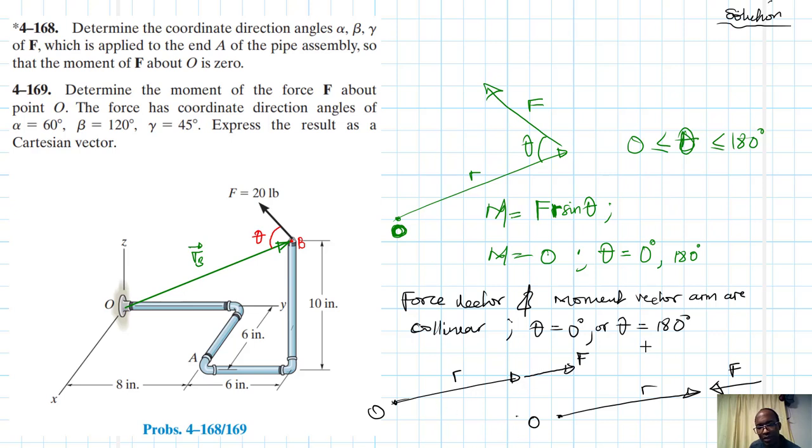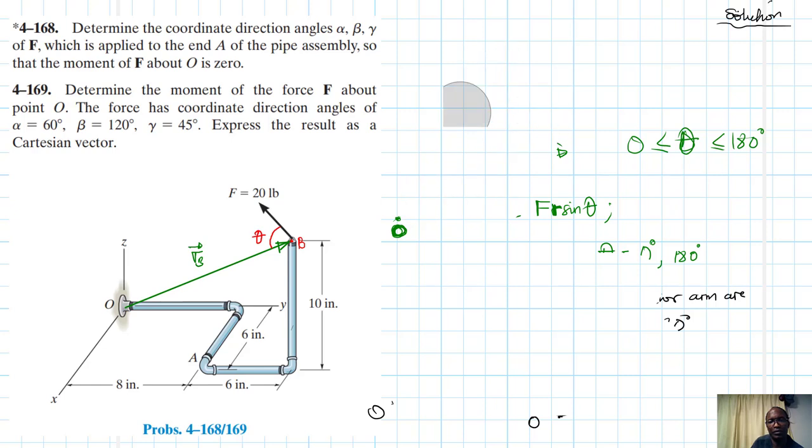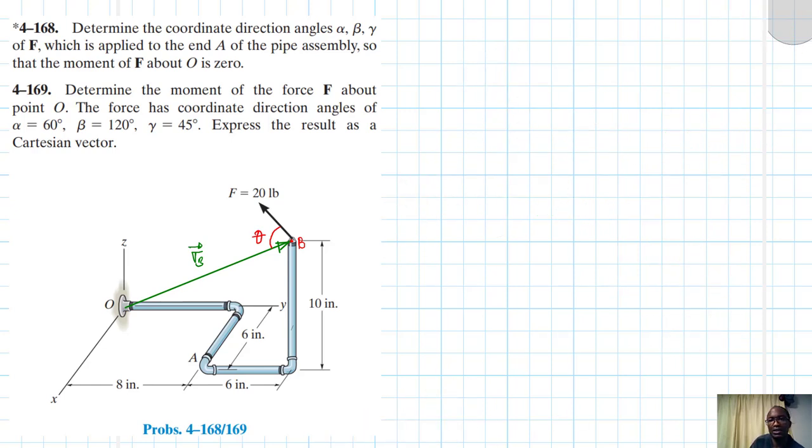The force vector and the moment arm can be in the same direction but collinear, or collinear but in the opposite direction, and they will still produce a 0 moment. So we are going to tackle both of these very quickly. What we need to do now is, for these to be collinear, this force has to have the same coordinate direction as the moment arm. Great. Is that fine? Great. So I'll need to write that down.